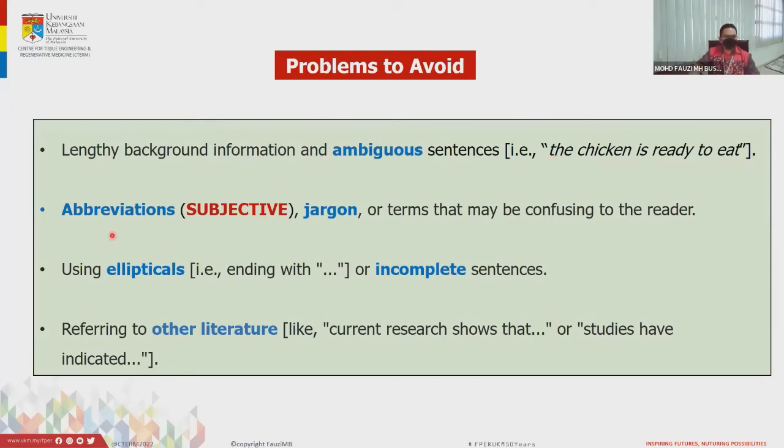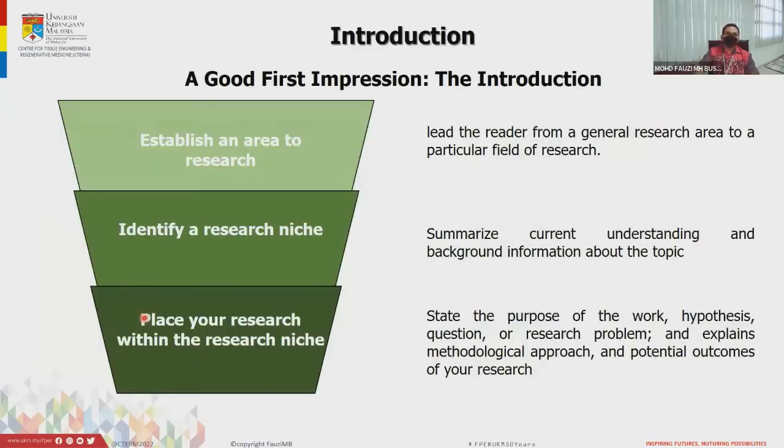Don't use abbreviations if possible. Avoid jargon, and avoid ellipticals and incomplete sentences. And last but not least, do not refer to recent papers or previous studies in the abstract. The abstract should be really concise, brief, and direct to the point. That's all for constructing the abstract.